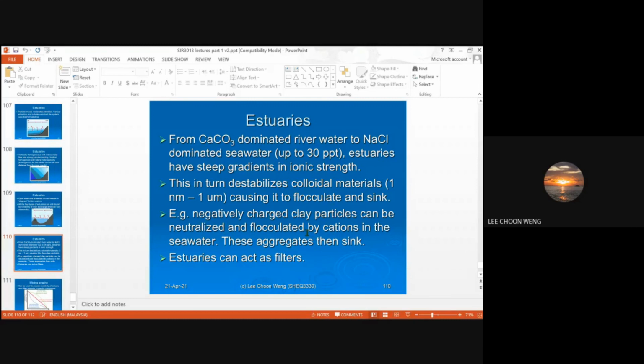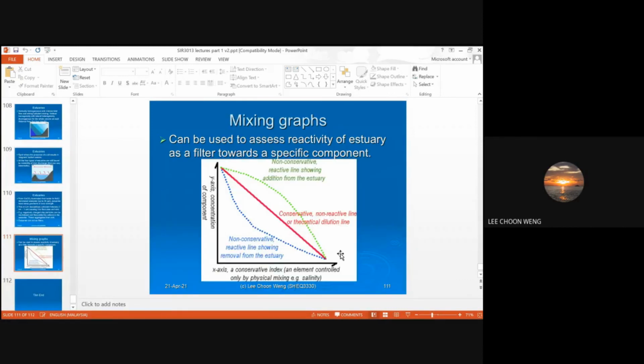That is why estuaries tend to have a filtering ability. It is able to clean the waters, where a lot of colloidal material will sink, and then you have clearer waters passing into the sea. So estuaries can act as filters. This is how you can use mixing graphs to see whether the component that you're studying is actually being removed from the estuary.